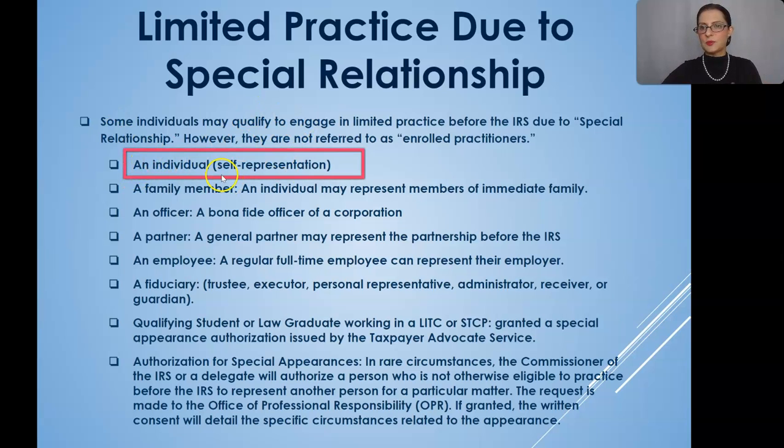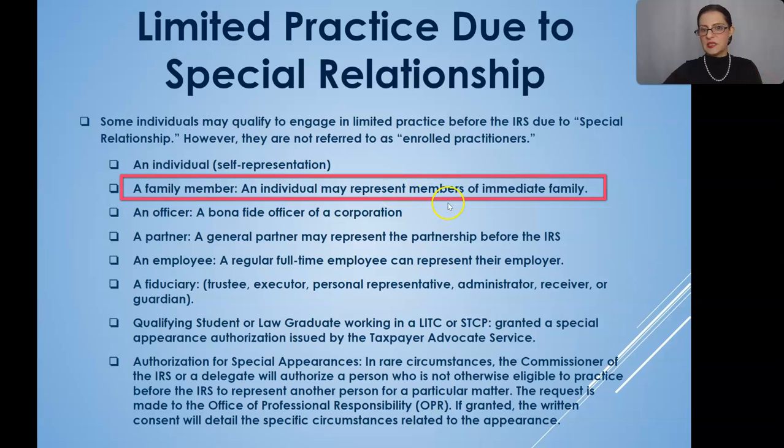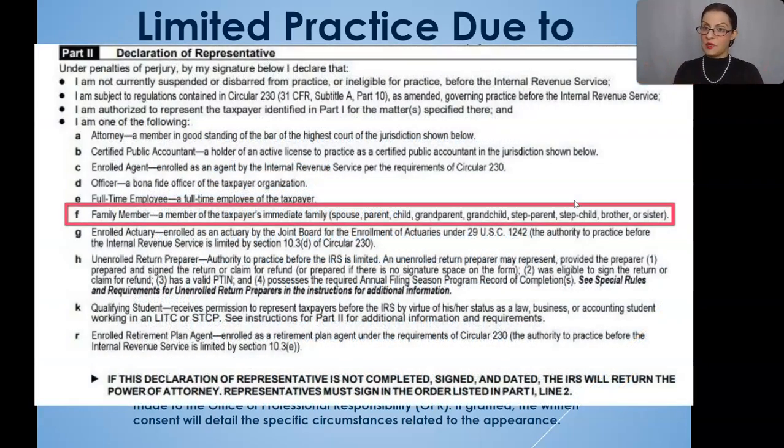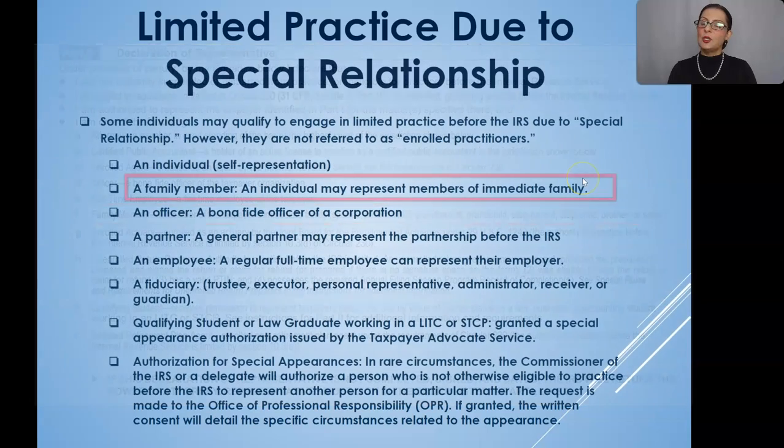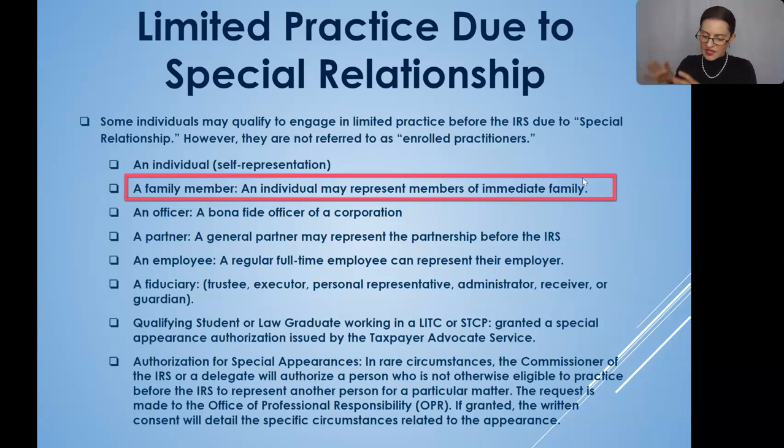Now, an individual can always represent themselves. That's self-representation. A family member can also be represented by members of his or her immediate family. So I can represent my children, I can represent my parents, I can represent a sibling, and I wouldn't have to be an enrolled practitioner in that case. You still do need to have a 2848, but there's a special spot on the 2848 for you to fill it out if you are a family member representing another family member. In that case, you don't need any kind of special licensing, and you are allowed to represent a member of your own family basically before all levels of the IRS, but only that particular family member.